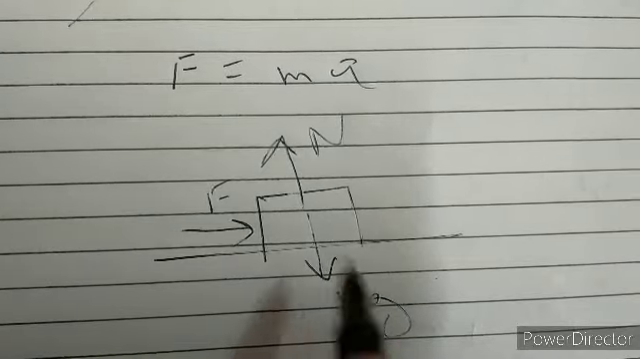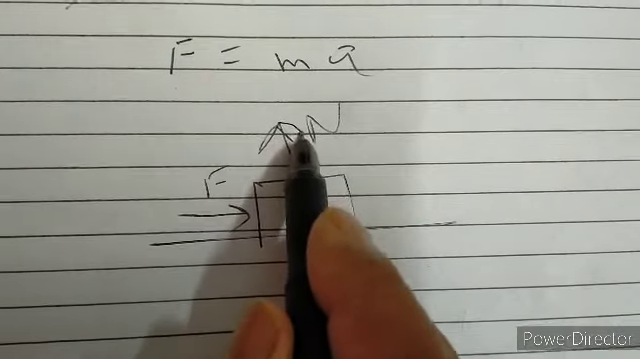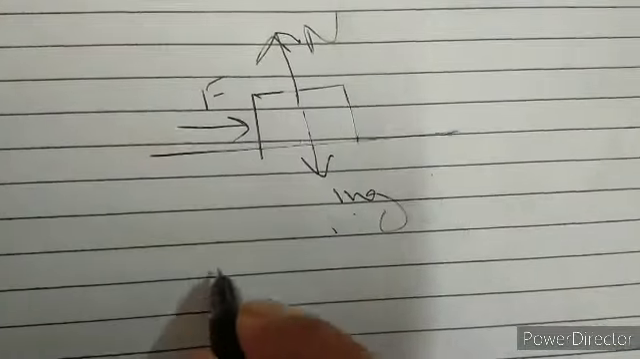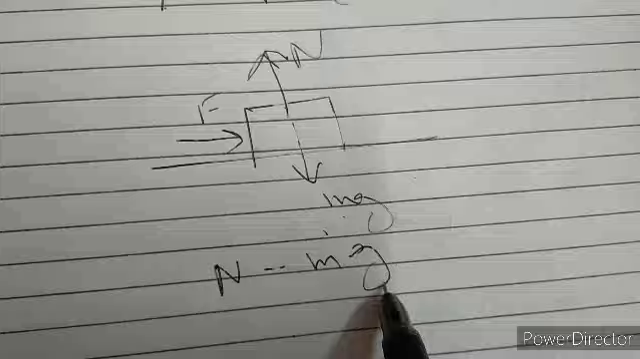Then how many forces are there? F is the algebraic sum of all the forces. If you take the upward direction as positive, the downward direction will be negative. N minus mg is the total force. N minus mg is equal to ma. But in this direction there is no motion, no acceleration, so this term is 0. Now N is equal to mg. That is, the normal reaction N is equal to the weight of the body.